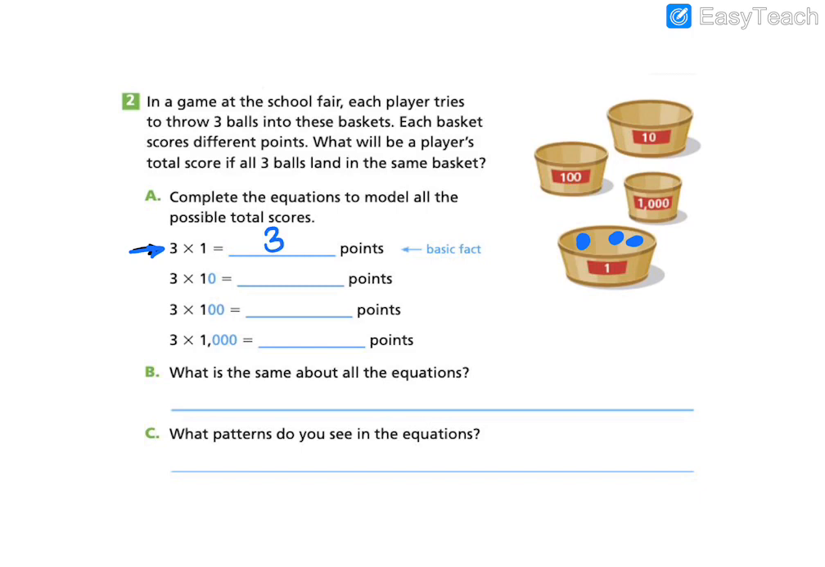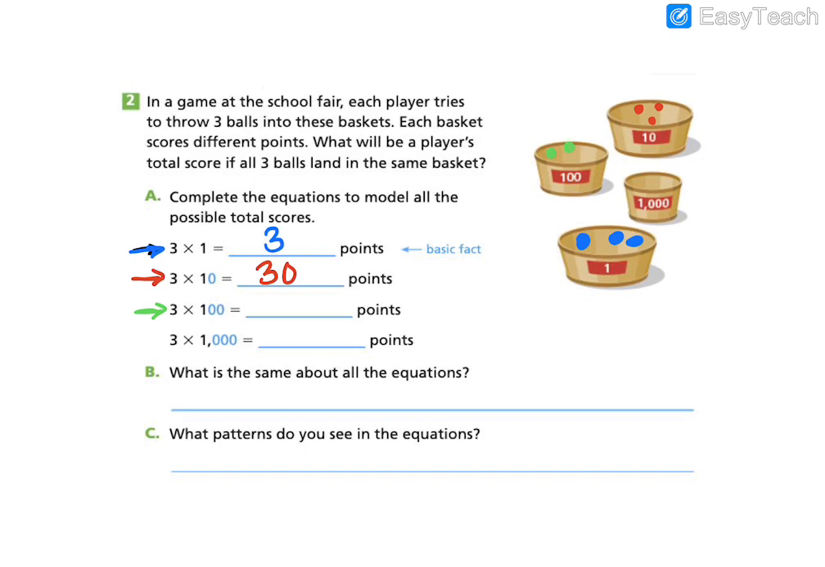3 points. But now let's say they made them into the 10. Back here, 1, 2, 3. 3 times 1 ten, 3 tens, or 30.